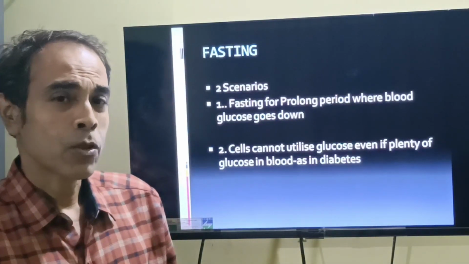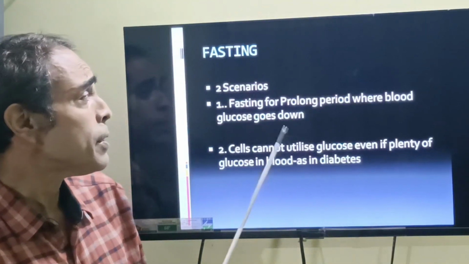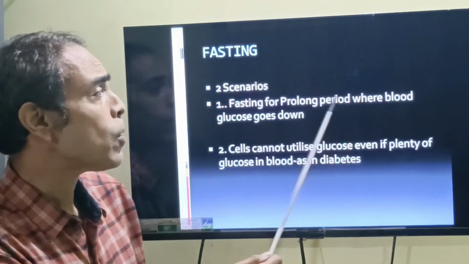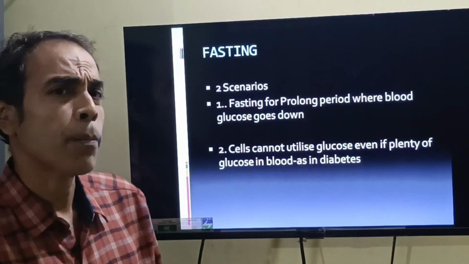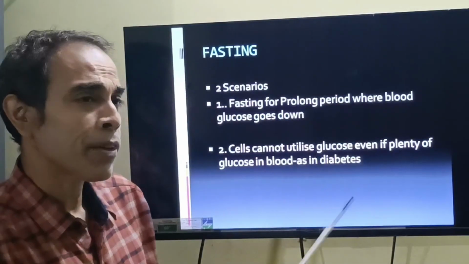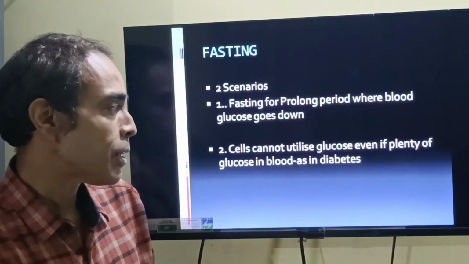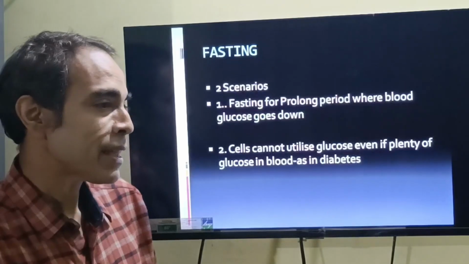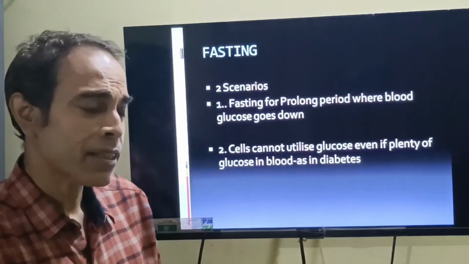Now let us look at fasting. Fasting can occur if, suppose, there is a prolonged period where blood glucose goes down. Suppose you're fasting for a prolonged period of time. Another way fasting can occur is when the cells cannot utilize glucose even if there is plenty, for example in the condition of diabetes, where the glucose cannot enter the cells.